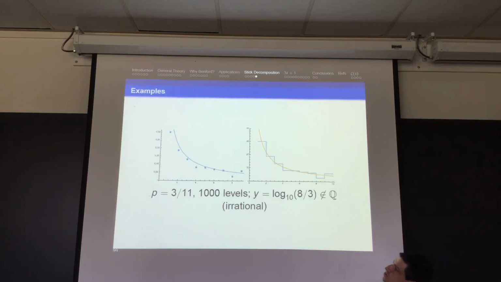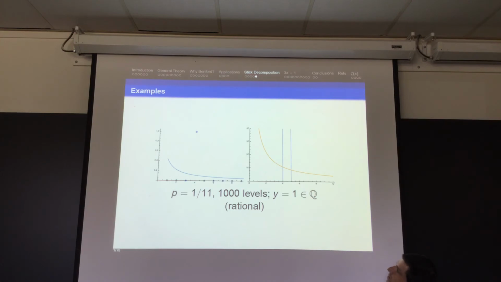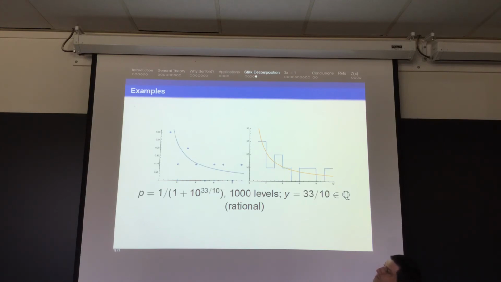And so I'm not going to go into too much detail here. Here's p equals 3/11. I get the log base 10 of 8/3. This is irrational, so I'll get Benford. I take 1/11, and then (1 minus p) over p. So 1 minus 1/11 is 10/11, divided by 1/11 is 10. That is just 10 to the first power. And you can see quite clearly the spike of what's going on in the non-Benford behavior.